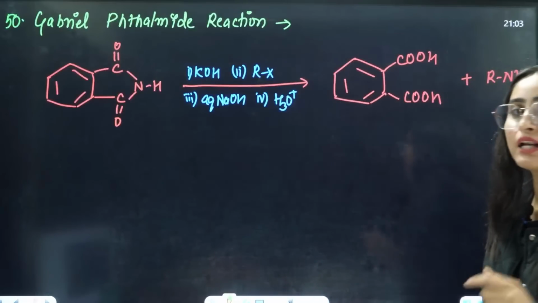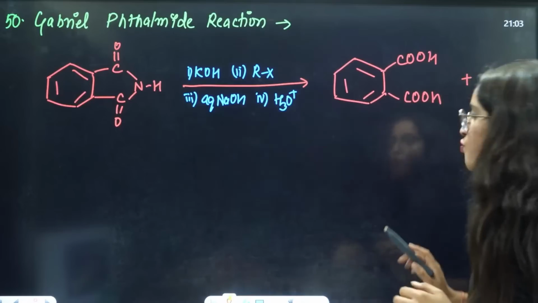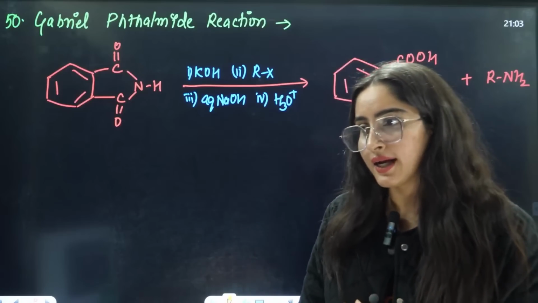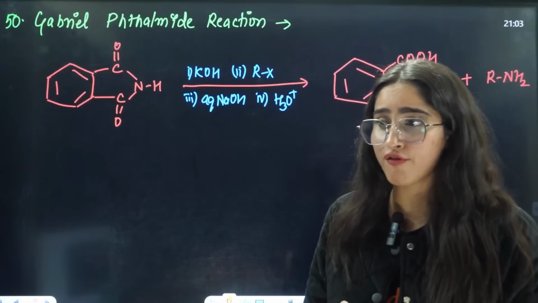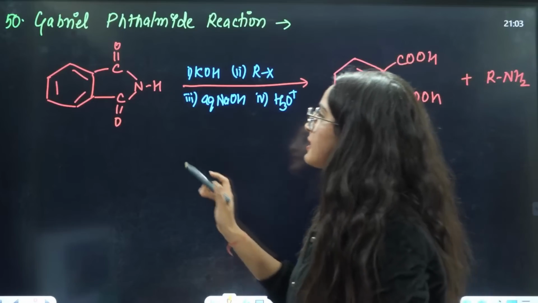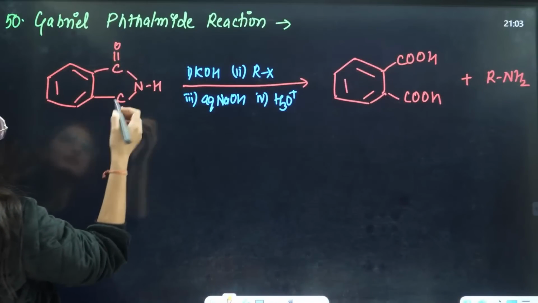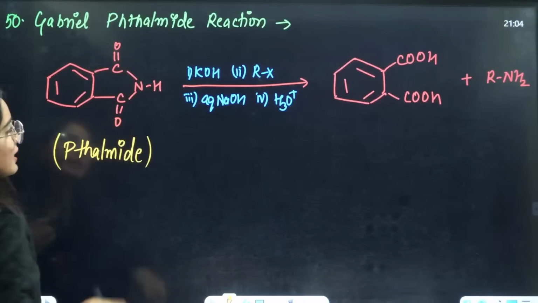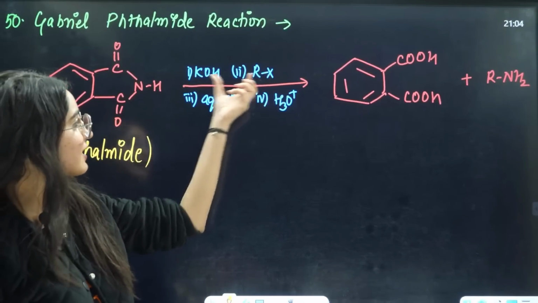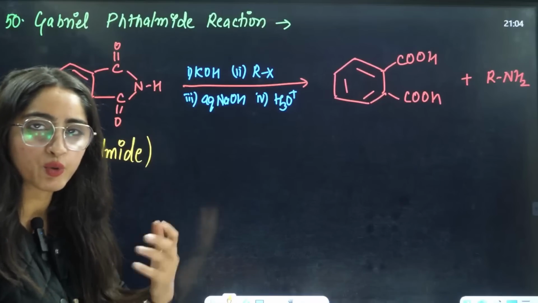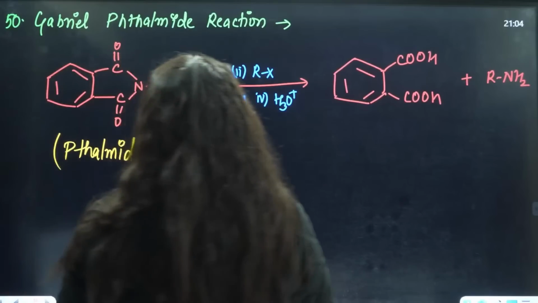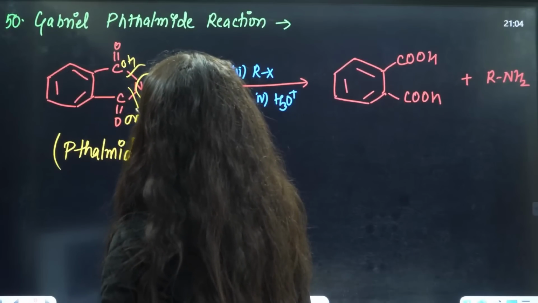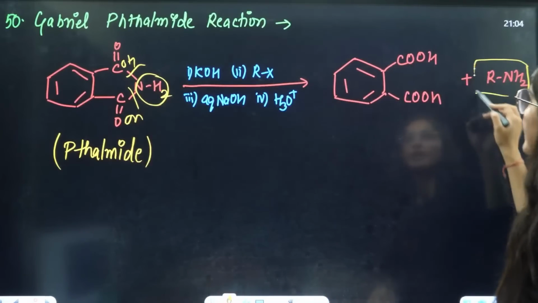Next, Gabriel phthalimide reaction. What is Gabriel phthalimide reaction? Let us see which kind of reaction it is. This is basically your phthalimide only. Now here you have KOH, RX, aqueous NaOH and water, and you do the hydrolysis, right? These bonds will break. You will have OH here, and here H2 will be attached, and you will have the formation of RNH2.